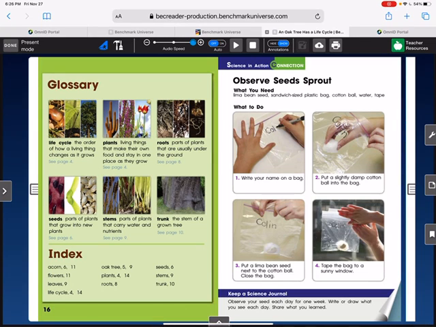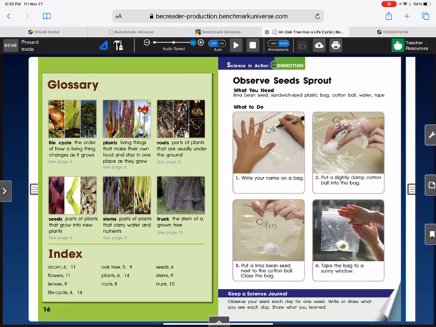Here we have a glossary, and those words that we saw in bold print, those important words, are here. Life cycle, plants, roots, seeds, stems, trunk. They give us the definition or the meaning of each word. They show us where the word is found.